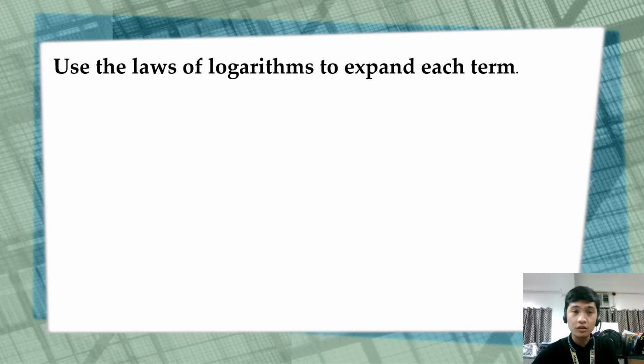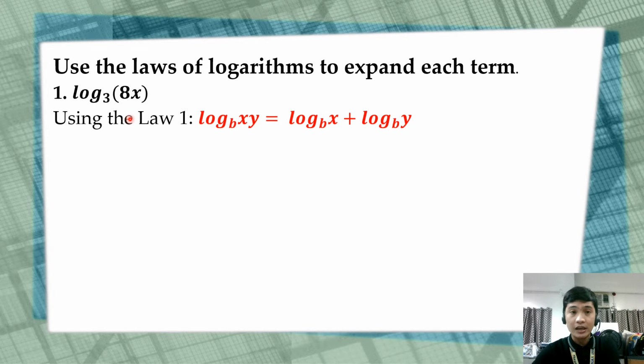The instruction is to use the laws of logarithms to expand each term. Let's have example number 1. Example number 1 states logarithm of 8x base 3. We are going to expand this using the properties of logarithms that we discussed in the preceding slide. If you check the expression, it is simply multiplying 8 with x. It's actually a monomial. So for logarithm of 8x base 3, the law that we are going to use to expand it is law 1.